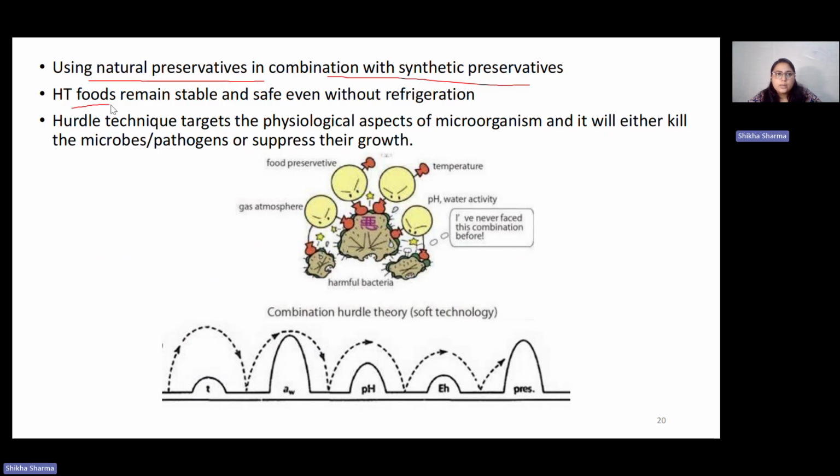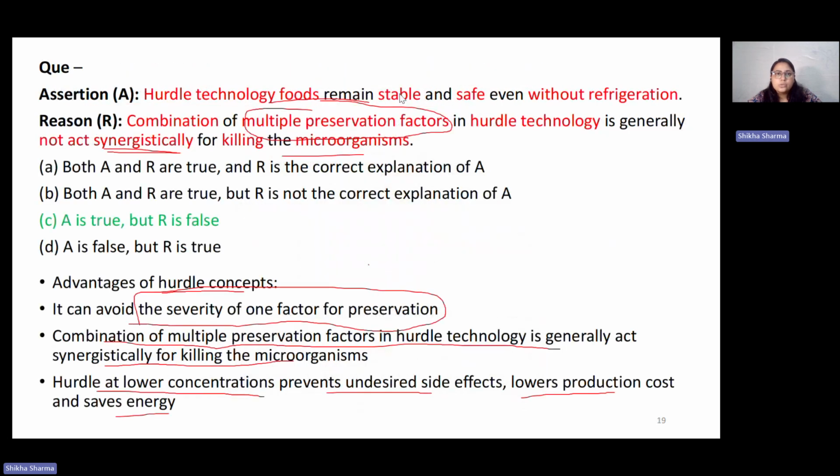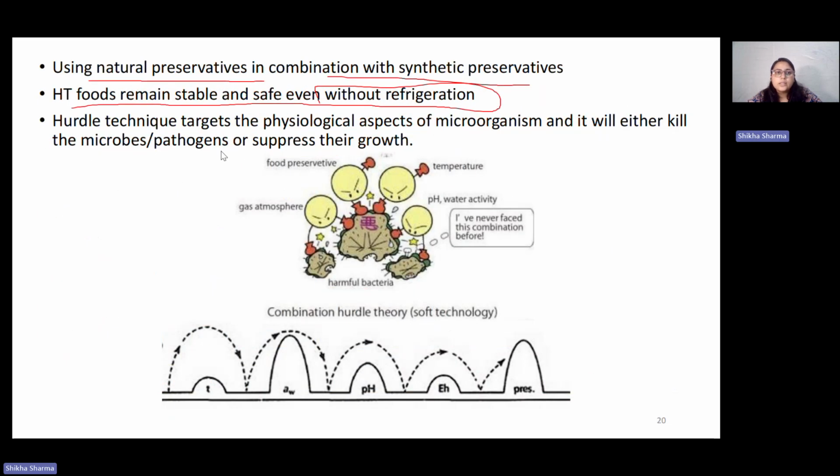And these hurdle technology foods, it remains stable and safe even without the refrigeration. So, which is true, assertion is saying same. So it is true. And the hurdle technology targets basically the physiological aspects of the microorganisms and it will either kill the microbes or the pathogens or suppress their growth. So if there is any harmful microorganism, we can have different combinations of the hurdles.